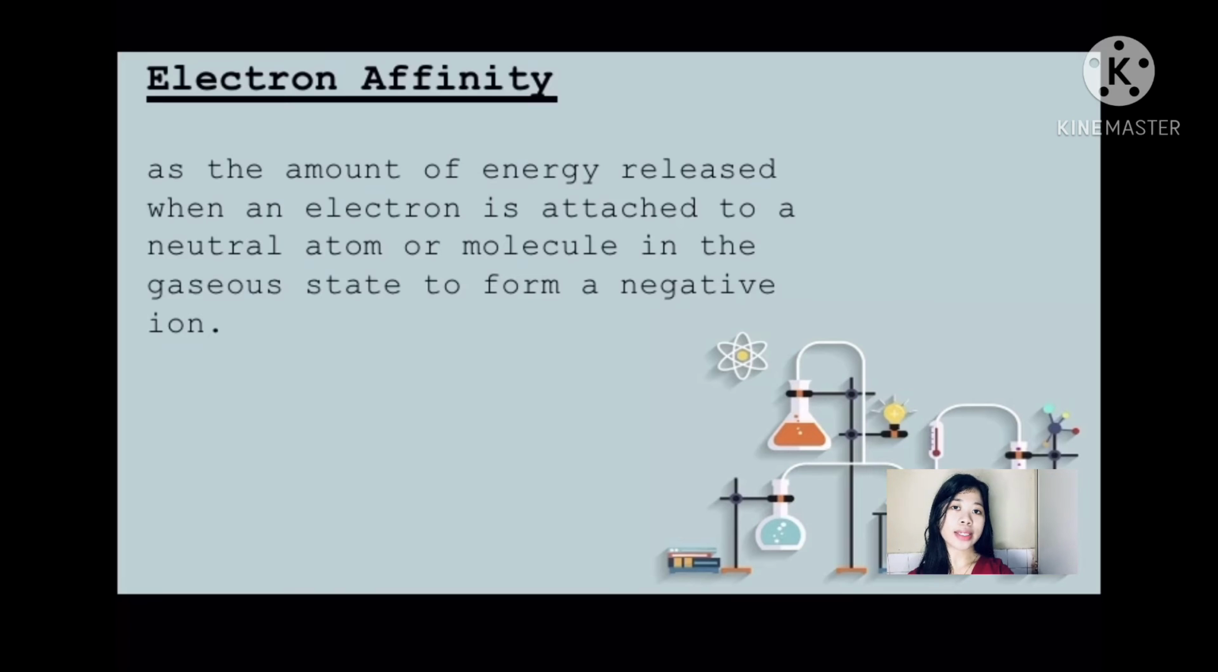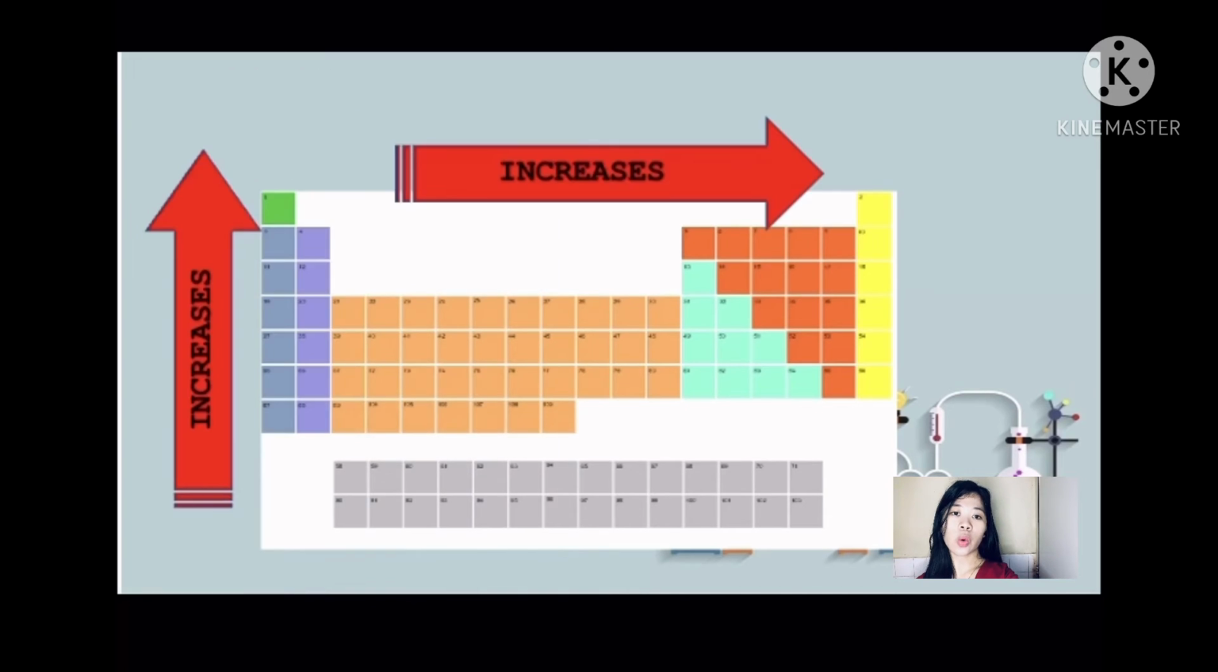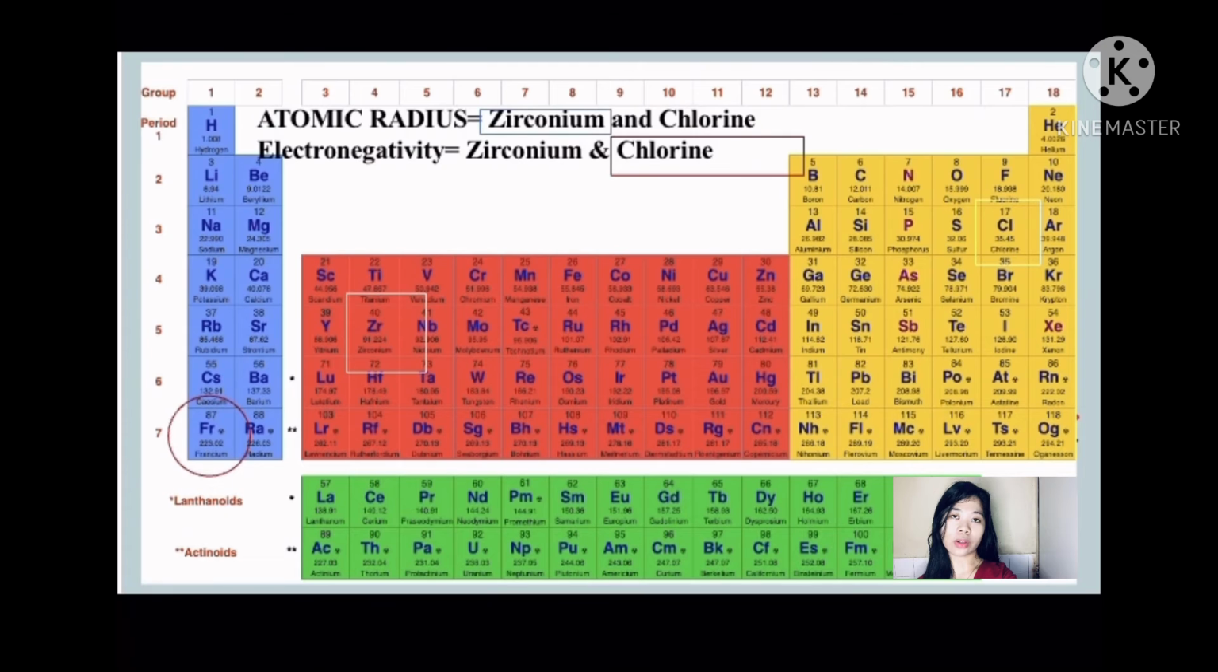And for the last is electron affinity. Electron affinity is the amount of energy released when an electron is attached to a neutral atom or a molecule. Electron affinity increases from left to right and from bottom to top. So I will give you an example.